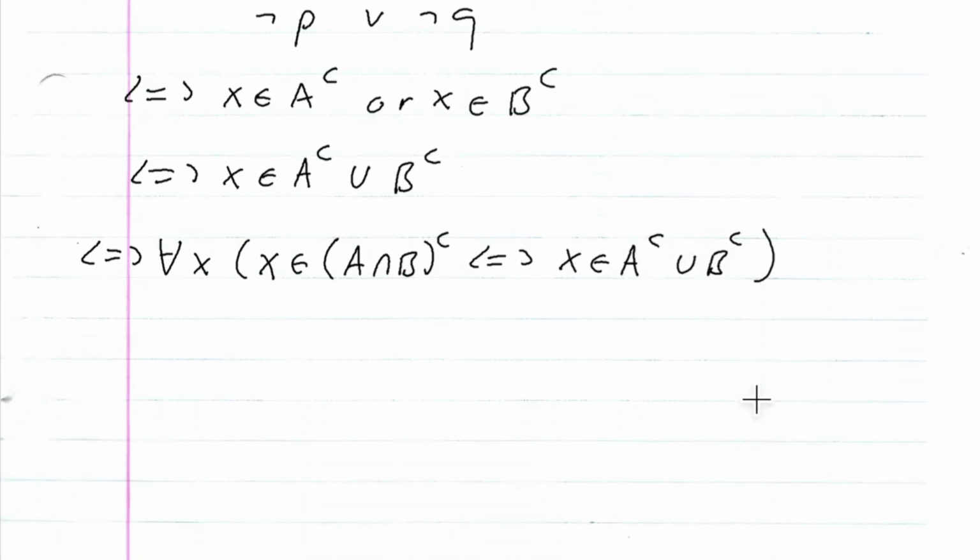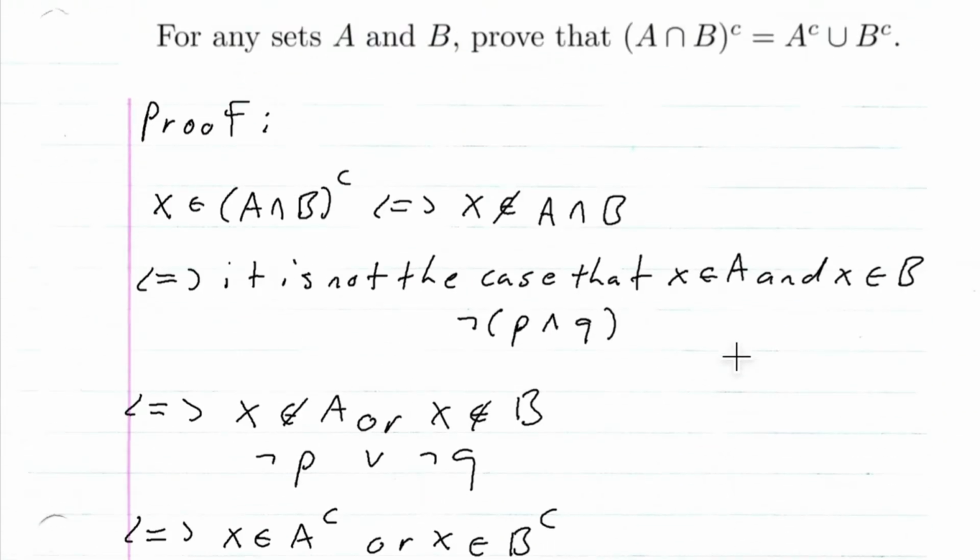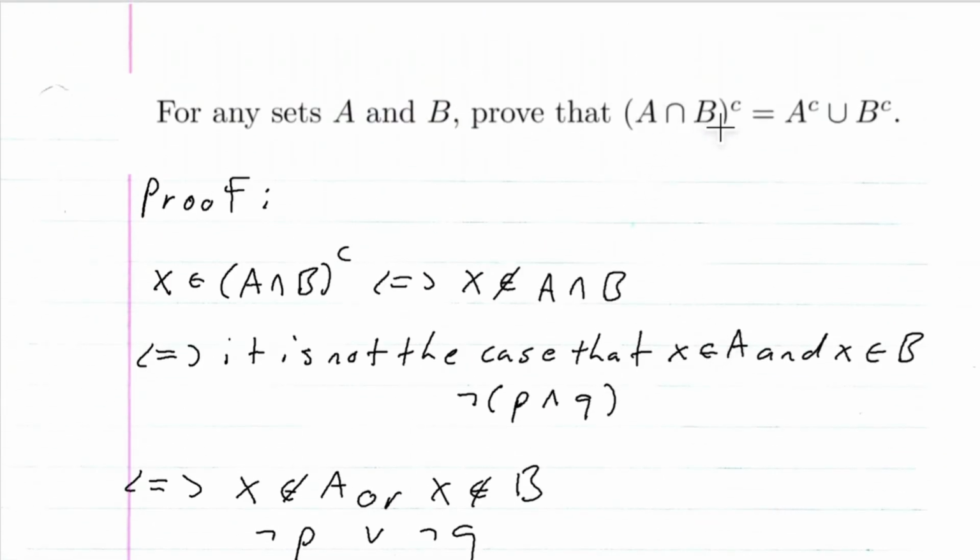If we have this, this is the same thing as saying that (A intersection B) complement is equal to A complement union B complement. And that's what we set out to do. We set out to prove that (A intersection B) complement is in fact equal to A complement union B complement.